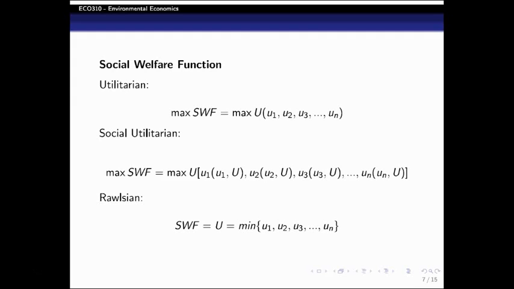So you can see how the Rawlsian view takes a very strict view on equity. And so if you think about it, equity increases as we go down these utility functions. So the least amount of equity is just a utilitarian view. You get a little bit more equity with a social utilitarian view, and then really the Rawlsian view is very equitable, at least in theory.